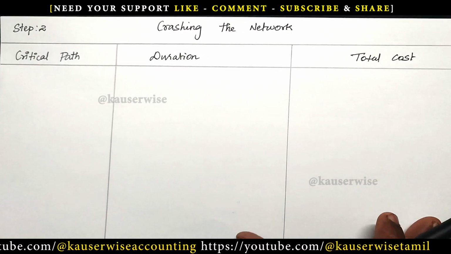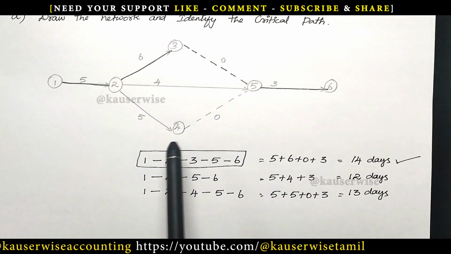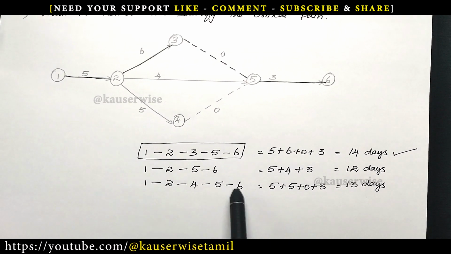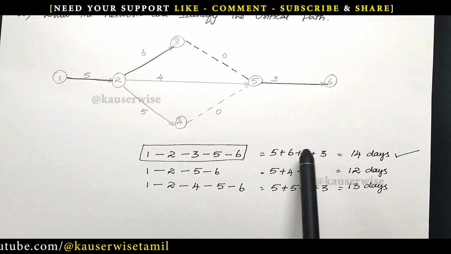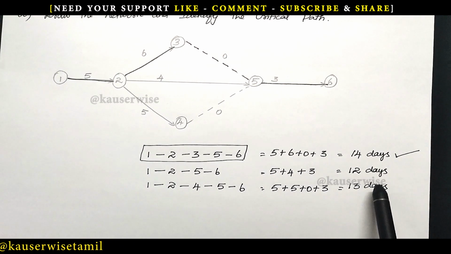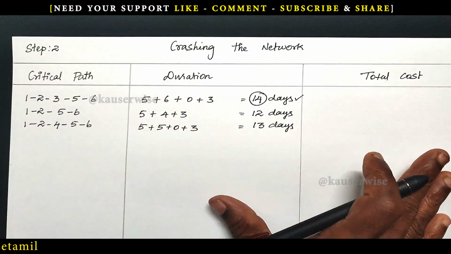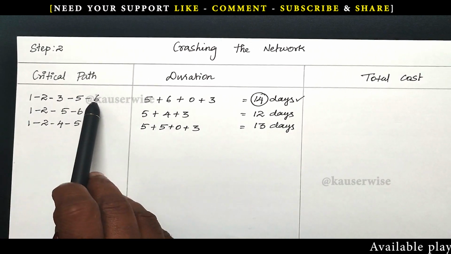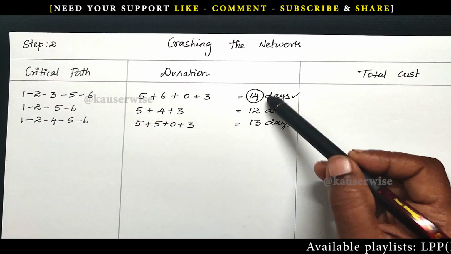Okay. See the network diagram. Already we have identified the critical path. Just list out all the possibilities to complete the project, including critical path and its duration and total project completion in the table. See the solution table. We have entered all the paths, including critical path, duration, and which is the critical one.